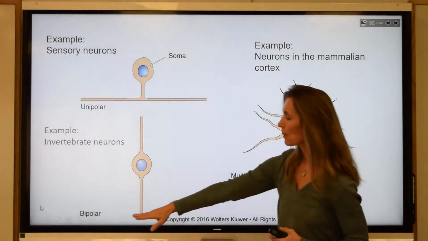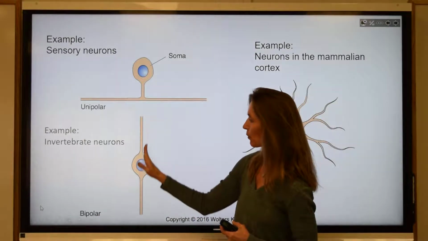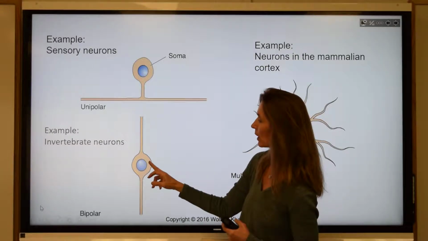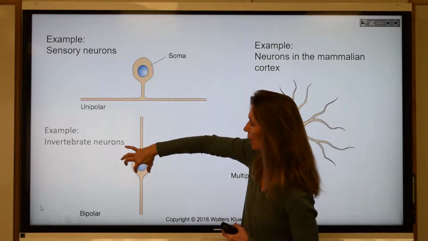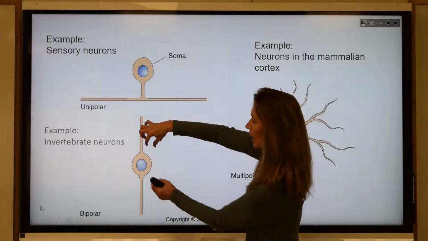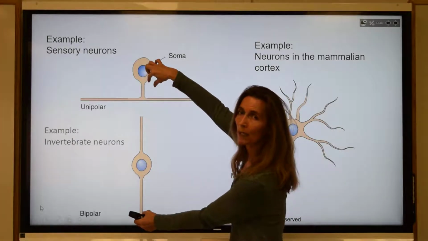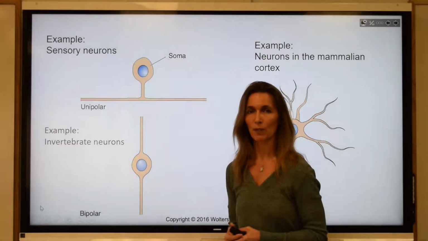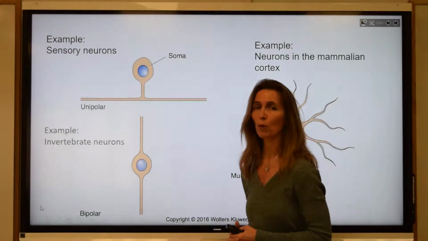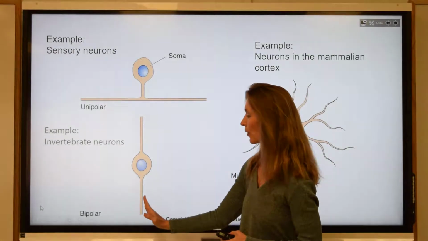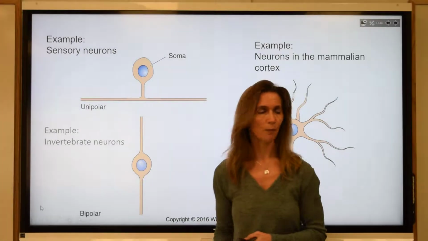Then there are bipolar neurons, and this is an example for a bipolar neuron, and as you can see, in contrast to this one here, you have the soma of the neuron, you have the axon, and you have the dendrite protruding out of the soma at opposite areas. So, in particular, invertebrate systems have a lot of those bipolar neurons. One neurite would be the dendrite, and the other neurite is the axon.